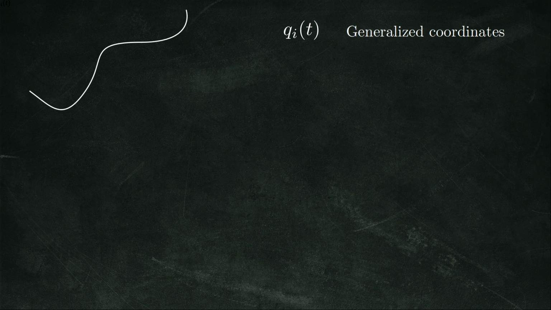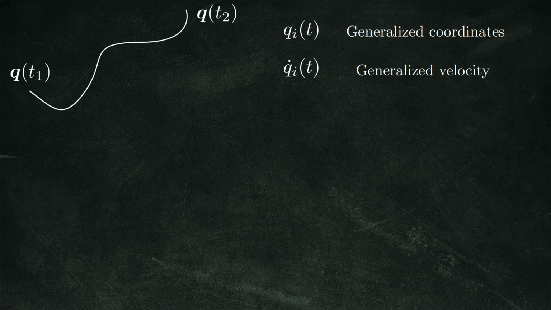And as well as the particle's position, we also have the particle's velocity, q dot, where the dot is the time derivative. And again, this is a generalized velocity, and it's generalized because it's not necessarily normal velocity. It could be angular velocity or something completely different. It's just the time derivative of position. And the particle is going to start at q of t1, so here's the start, and it's going to finish at q of t2, so here's where the particle ends.